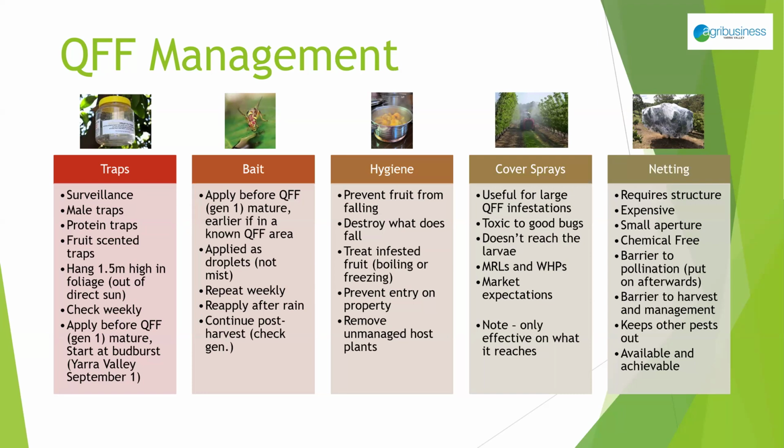Apply the fruit fly bait before the problem in your area. Fruit fly baiting with this targeted approach actually is most effective at low fruit fly populations. It's applied as droplets. It's not a mist. It does not go everywhere. It's just droplets in key areas. It does need to be repeated and reapplied, and you do need to keep it going post-harvest.